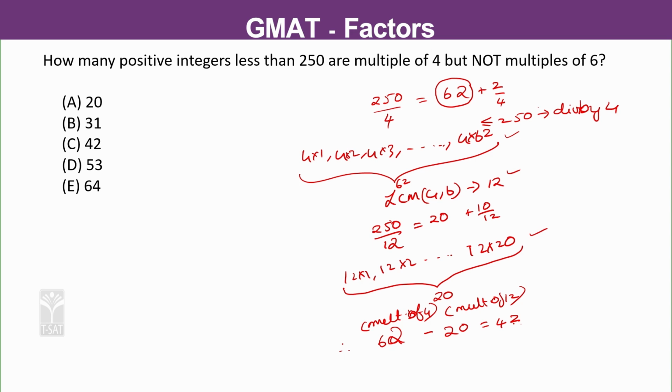So basically what we did was, to eliminate the numbers which are a multiple of 4 but not a multiple of 6, you first check the numbers which are multiples of both 4 and 6, that is, multiples of the LCM of 4 and 6, which is 12, and subtract them from all multiples of 4. You have 62 minus 20 equals 42. The answer is option C. Let's look at the next question now.